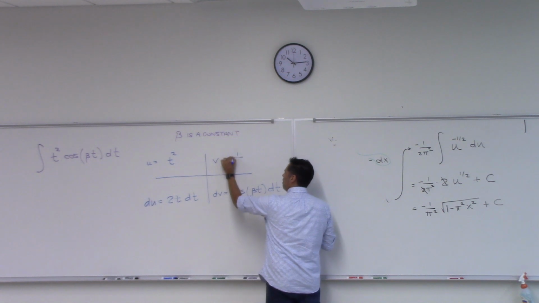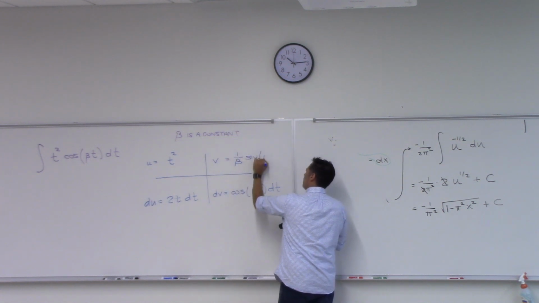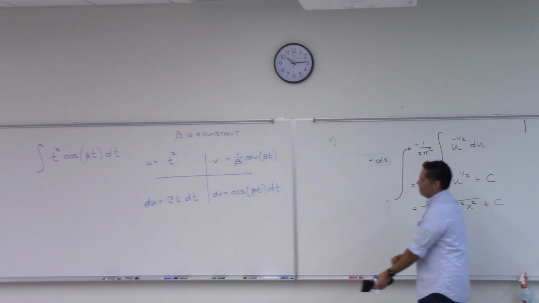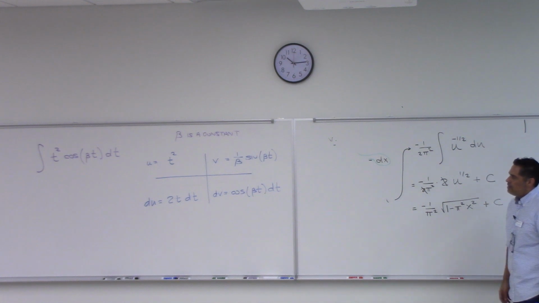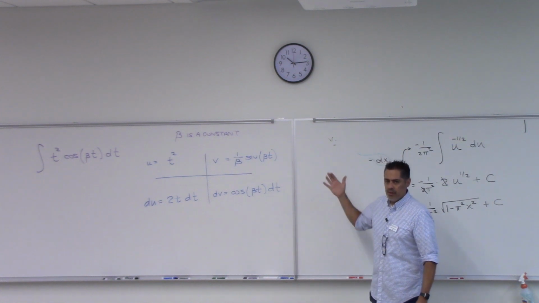1 over beta, sine of beta t. Beta does stand for b. It's just Greek. Everyone agree with this table? Any questions on it?